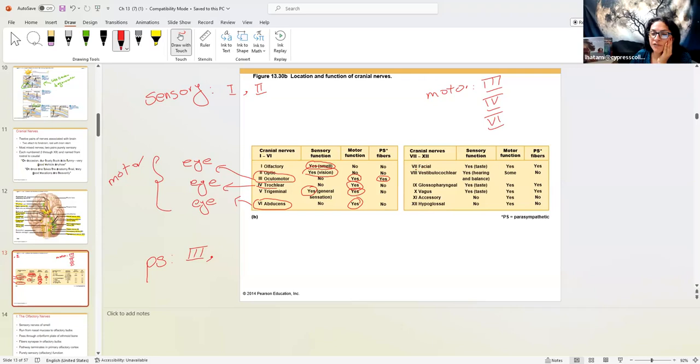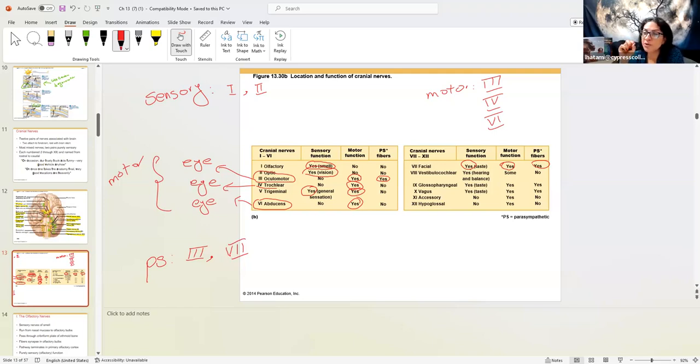Then we have cranial nerve number 7, or facial nerve. You can see 3 yes for the facial nerve. 1 yes for sensory function because it carries the taste information from our tongue to the brain. 1 yes for motor function as it carries the signals from our brain to the facial expression muscles, and 1 yes for the parasympathetic fibers. Let me add the cranial nerve number 7 here. The facial nerve also carries the parasympathetic fibers.